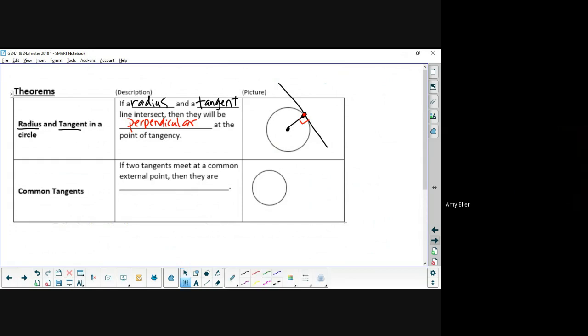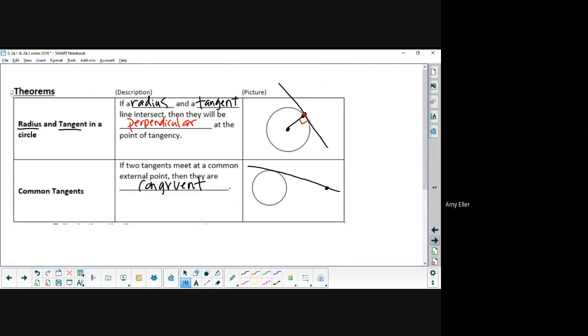The next theorem. If two tangents meet at a common external point, then they are congruent. Let's draw a picture so you can really see what I'm talking about. I need to draw two tangents that meet at a common external point. So let me draw this common external point. We'll go with that. I need to draw a tangent that touches that.